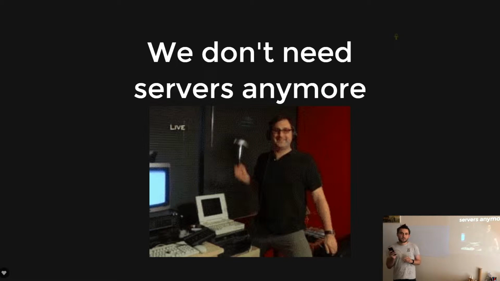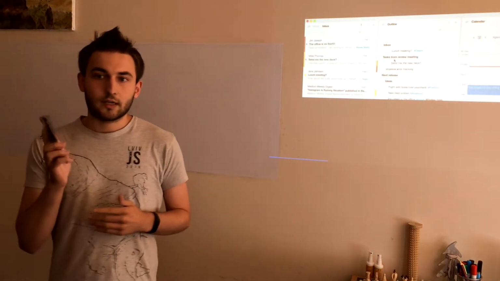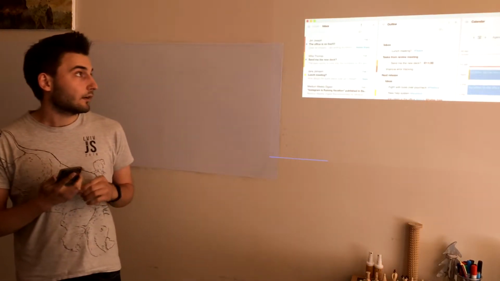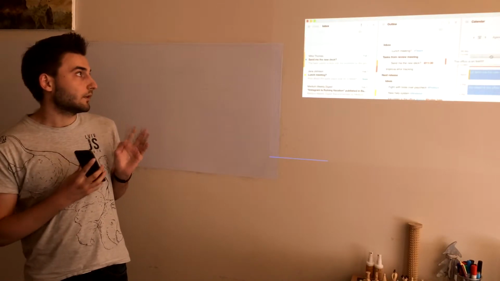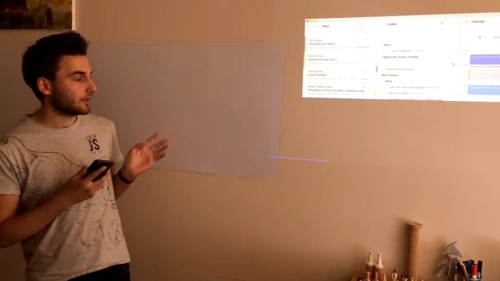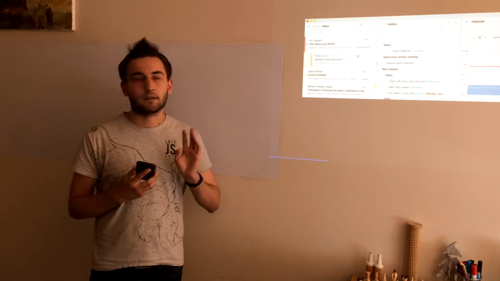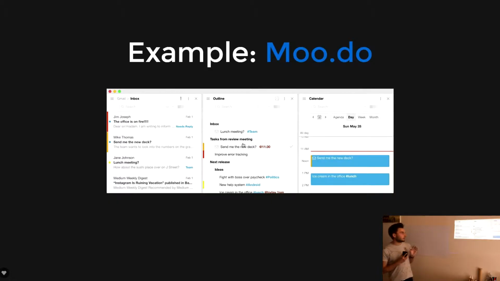Let's start with an example. That's called a Mundo app. That's a to-do list. That's a Kanban board. That's a calendar and email client, all within a single app. And there are just two developers who work on this project. How is it possible? Let's look at how it works.